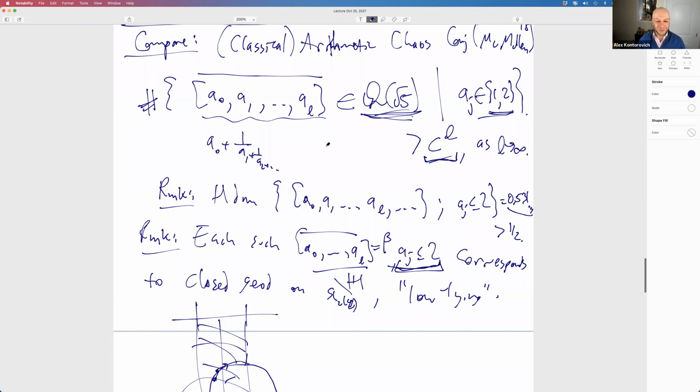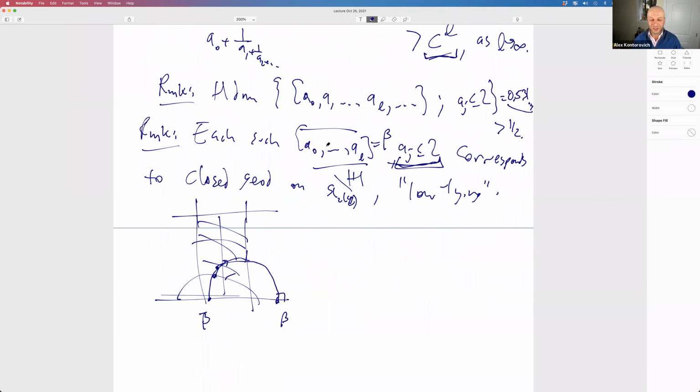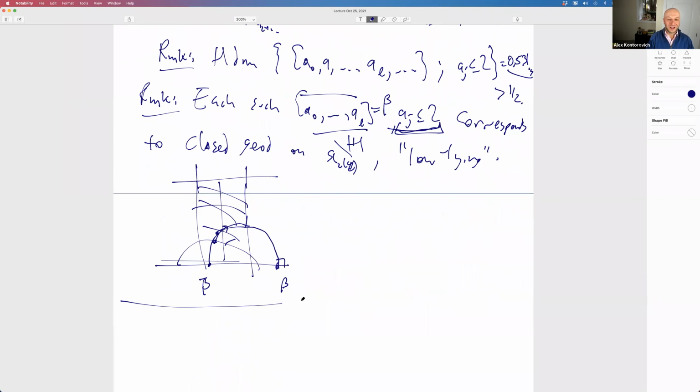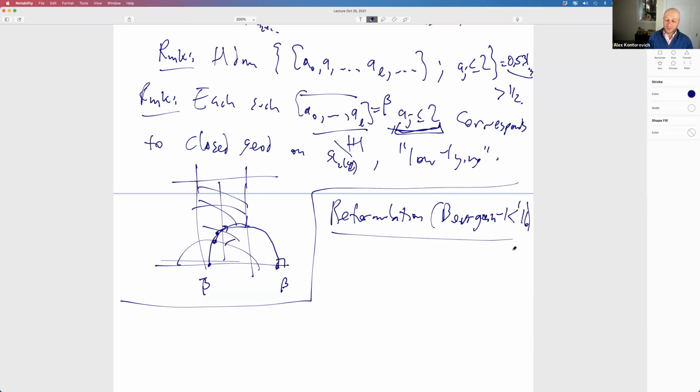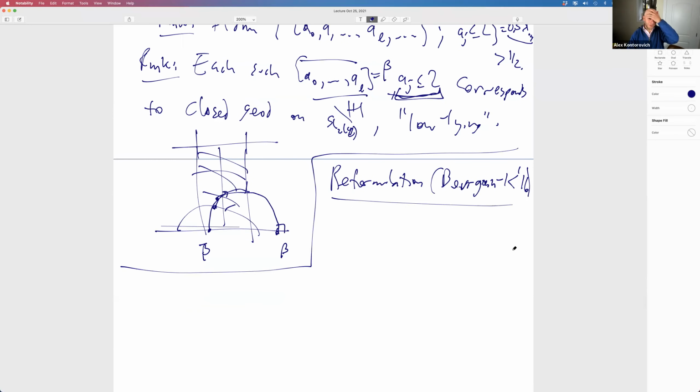But I'll give you a related conjecture that maybe supports Kurt's conjecture. So Bergan and I gave a reformulation of Kurt's conjecture a few years ago. The reformulation is the following.